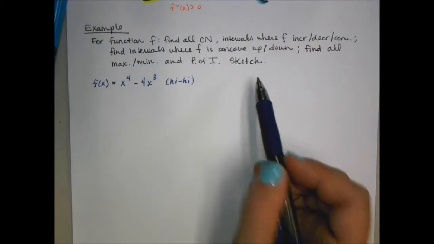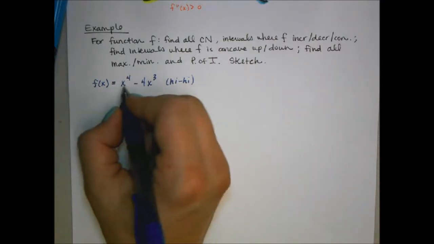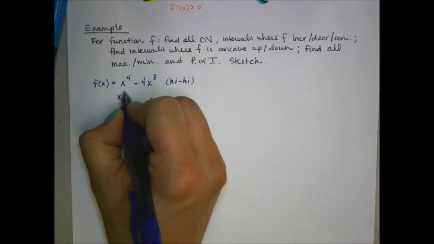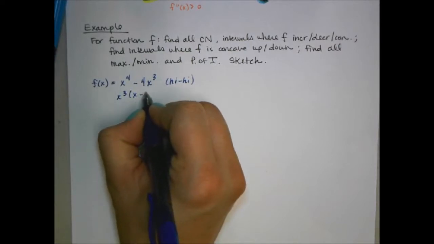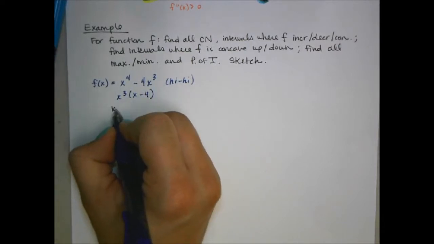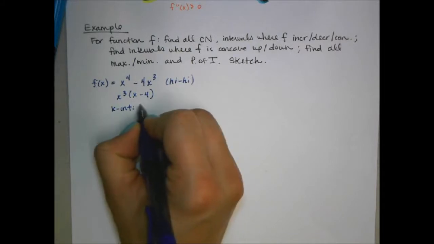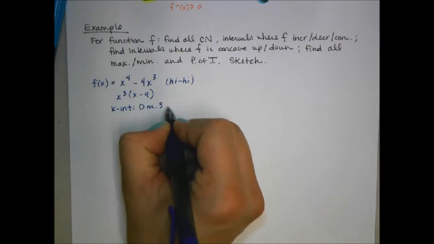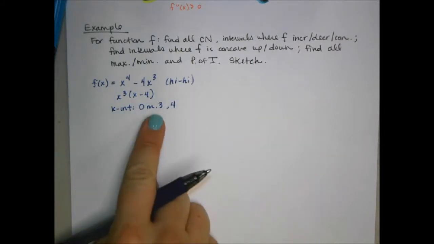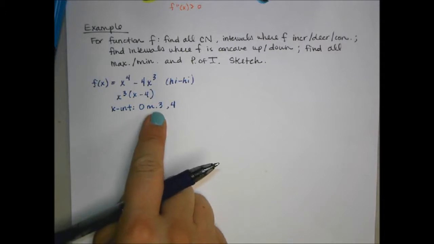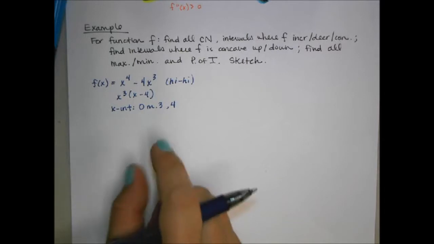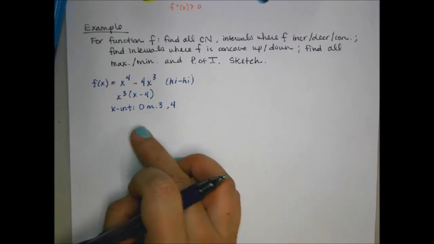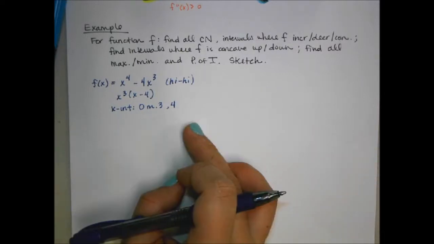So some x-intercepts here, if I factor out x cubed, I'm left with x minus 4. So I have x-intercepts of 0, multiplicity 3, and 4. You'll remember an odd multiplicity means our function should cross the x-axis. An even multiplicity would bounce. So here they're both odd multiplicity, so it should cross the x-axis at 0 and 4.